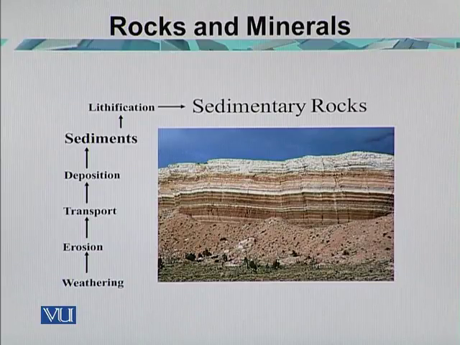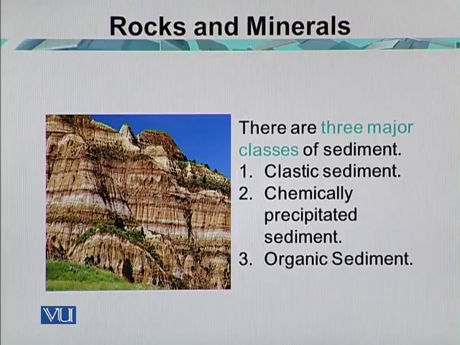Over a long span of time, the sediments can undergo physical or chemical changes, becoming compacted, cemented, and hardened to form sedimentary rocks. Now there are three major classes of sediment. Number one is clastic sediment, number two chemically precipitated sediment, and number three organic sediment. So in clastic sediment, the physical formation of the sedimentary rock is important here.